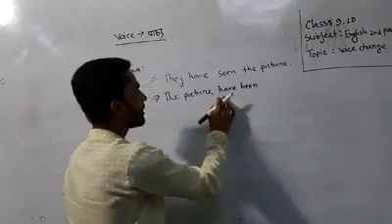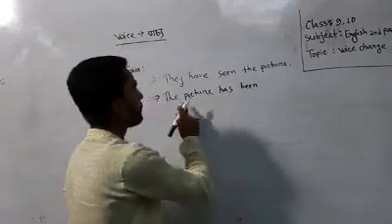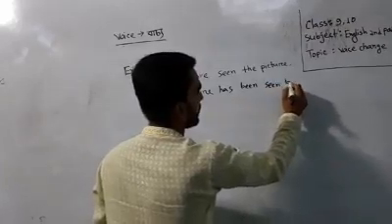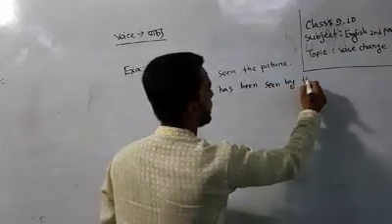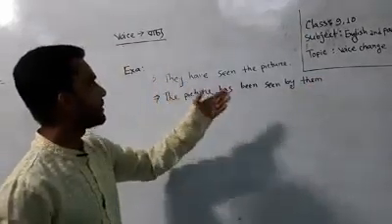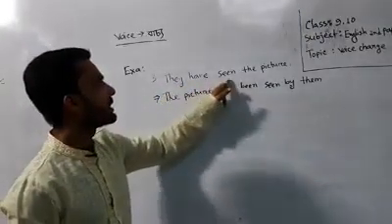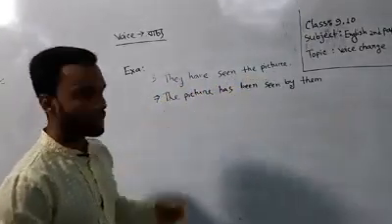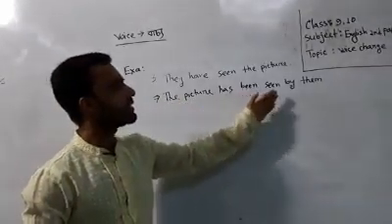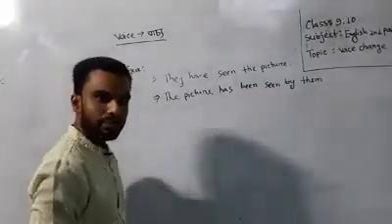The picture has been seen by them. Here they is subject and them is the object form of they. So, they have seen the picture. The voice change of this sentence is the picture has been seen by them. Okay, I will go for another example for you.